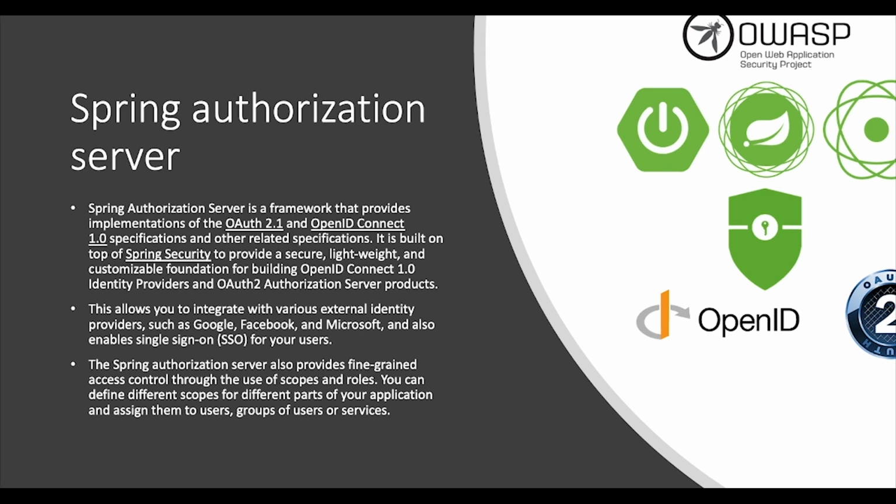The Spring Authorization Server also provides you fine-grained access control through the use of scopes and roles, which will define different scopes for different parts of your application or your resources and assign them to different users or user groups or services or machines in a microservice architecture, where you want to give access for multiple microservices to access different resources.